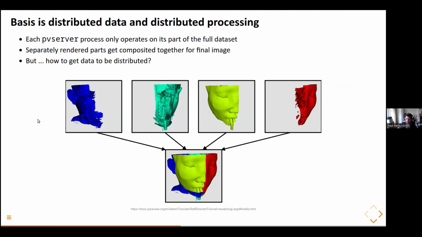And one of the challenges has to do with the way that the data is distributed. So for example, here we have the head data set split into 4 parts. So we have 4 ParaView server processes, let's say on 4 different nodes. They each render their part of the data, which then gets combined into a single image in the client. Now, conceptually, this is very simple, but one of the issues is how does the data get this distribution? How is that split up?